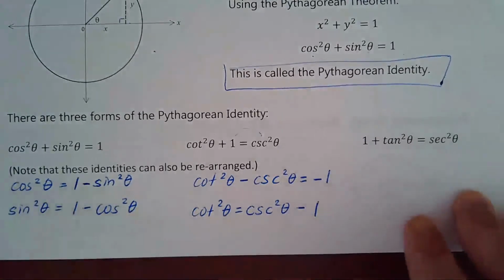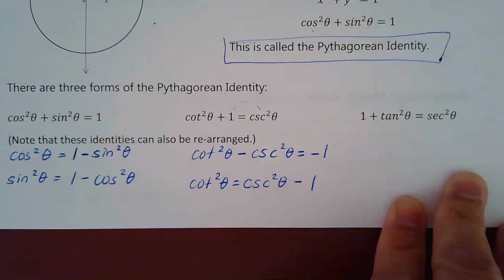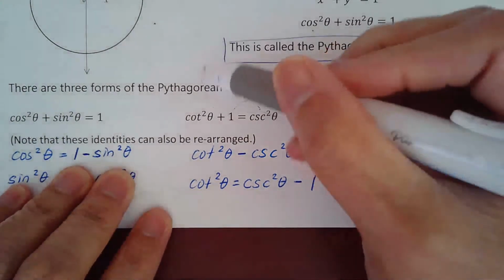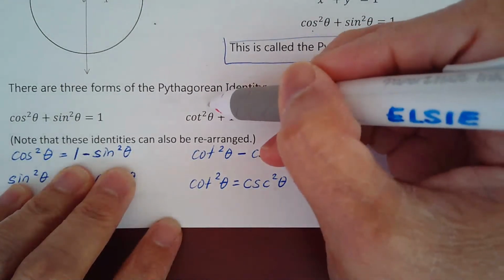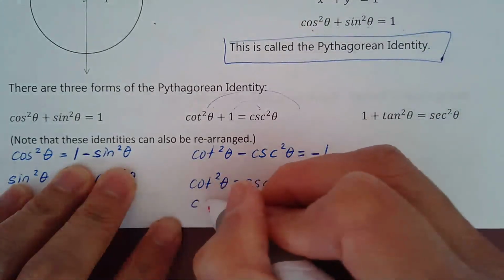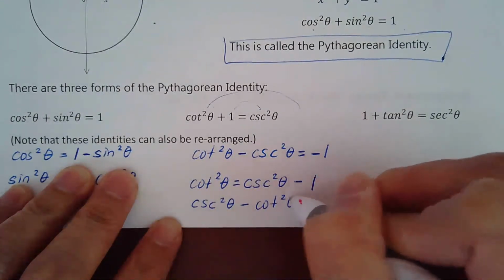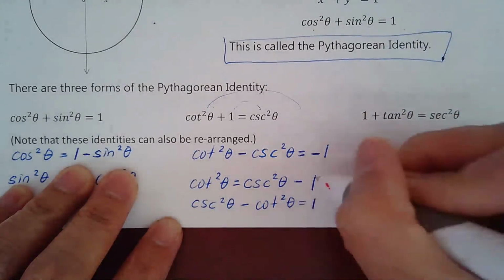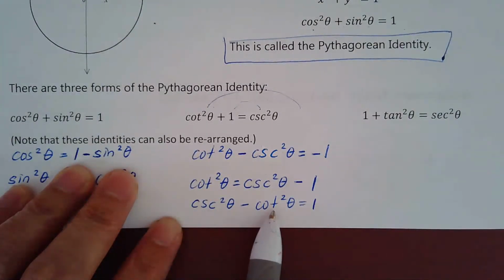Okay. Now I thought about another thing. Here's the other version. I didn't think about it earlier. But the other thing that we could do is I can take this cotangent squared and bring it over here. I can say cosecant squared theta minus cotangent squared theta, and that equals 1. Okay, so we can say cosecant squared theta minus cotangent squared theta is equal to 1.